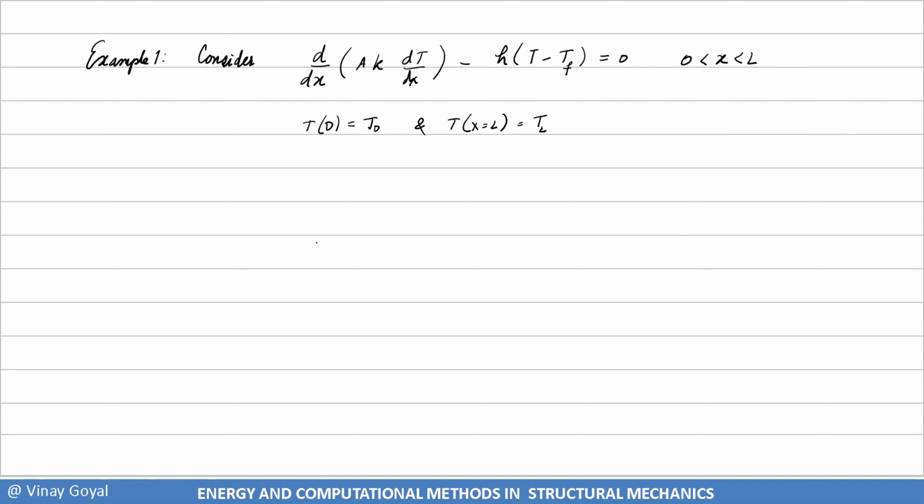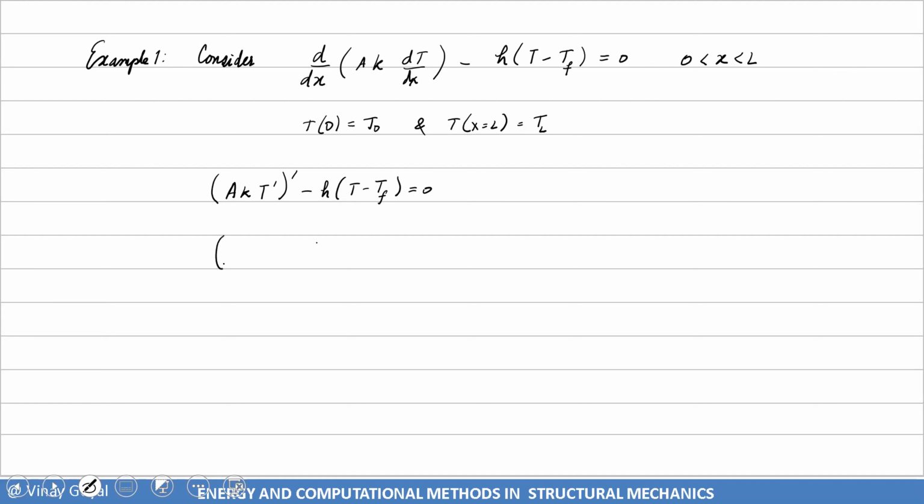Now I'll try to write this in a simpler format. This is the governing equation: A k T prime prime minus h (T minus Tf) equals 0. The next step is to form something called a weak form. I'll multiply everything by del T. I could multiply by a test function v, but I'll multiply by del T because it's more obvious what I'm trying to do and what the boundary conditions are telling us.